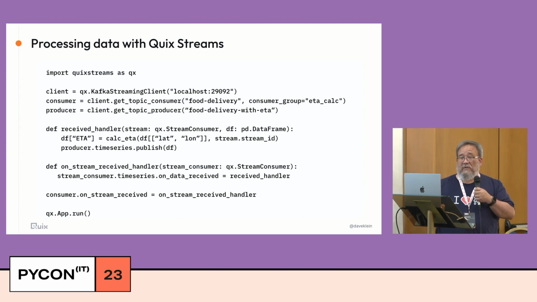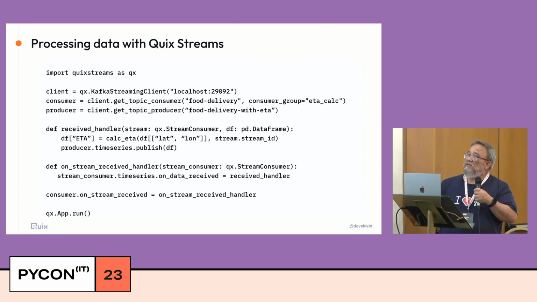and our consumer group. Then we set up callbacks for these. We set up a handler that's going to handle the data as it comes in. Every time data comes in, this method will be called, and it'll do some calculations. One of the cool things with QuickStreams is its integration with data frames. As data comes in, QuickStreams automatically loads it into a data frame which you can use in your applications. In this situation, we're calling another function to calculate the ETA.